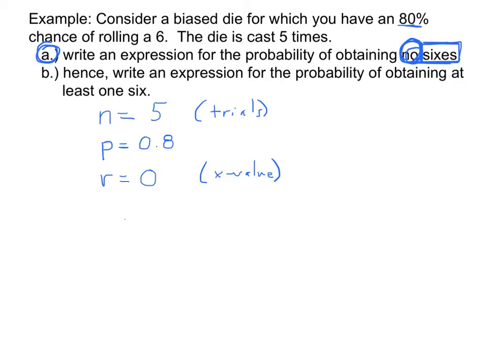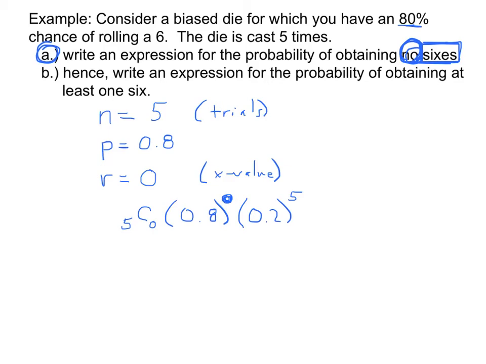The formula says it's going to be 5c0 times p, that's 0.8, raised to the 0 power. Then I'm supposed to do 1 minus p, so that's 0.2. And think about what that represents. 0.2 represents not getting a 6, right? And if you got a 6 0 times, that means you didn't get a 6 5 times. Okay? So now if we actually wanted to compute this thing, what is 5c0?